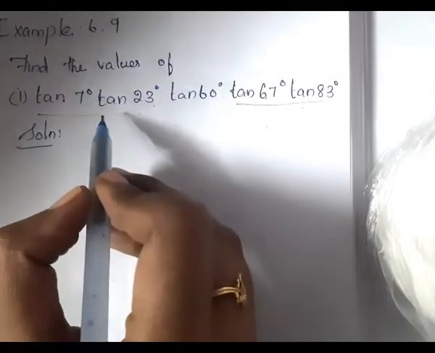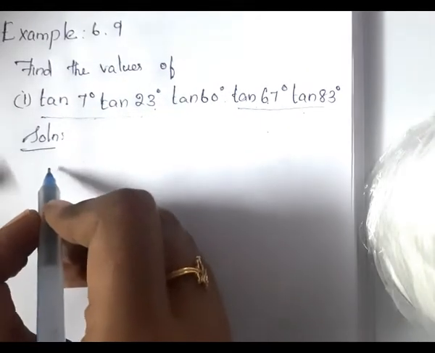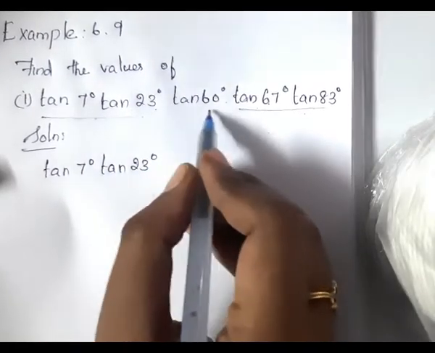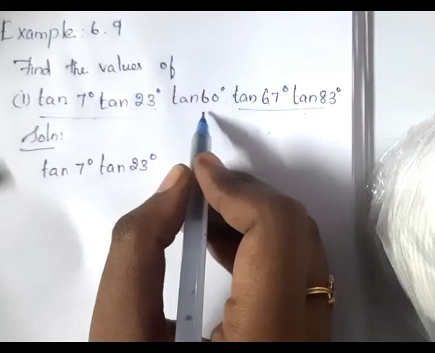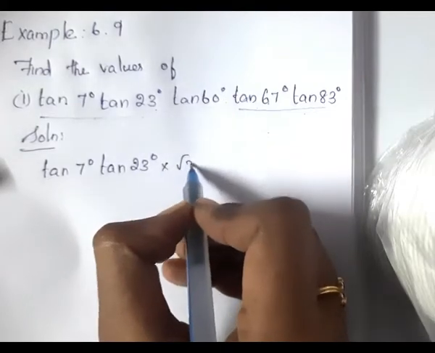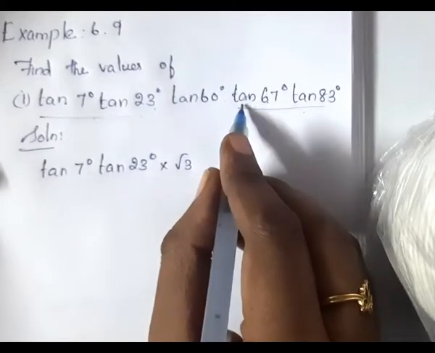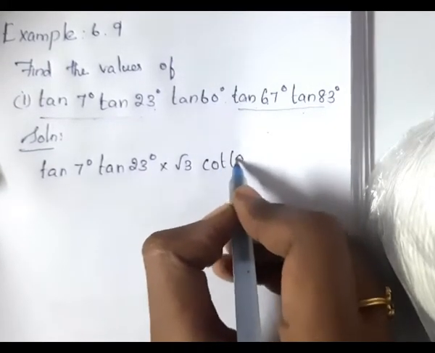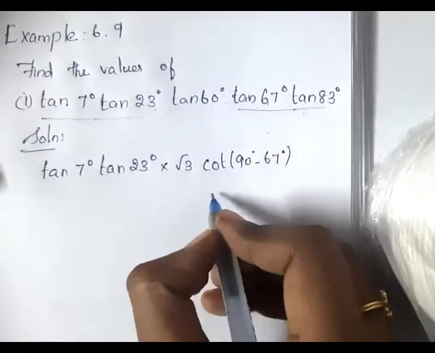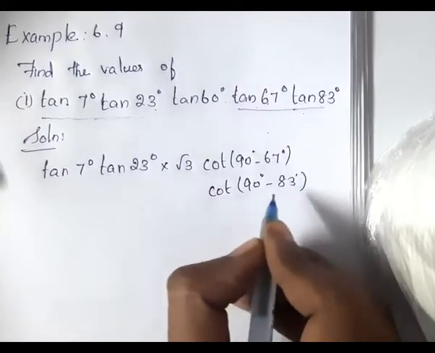As I said, first two terms there is no change, just write it. Tan 7 degree, tan 23 degree, then tan 60 degree value is root 3. We can apply the value as root 3. Then tan 67, we can write using complementary angle, tan and cot. So cot 90 degree minus 67 degree, again this one, cot 90 minus 83 degree.